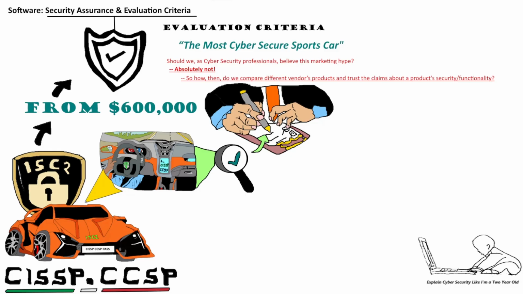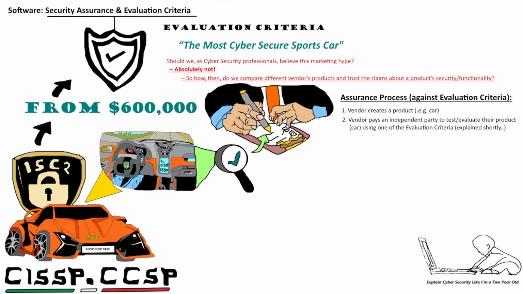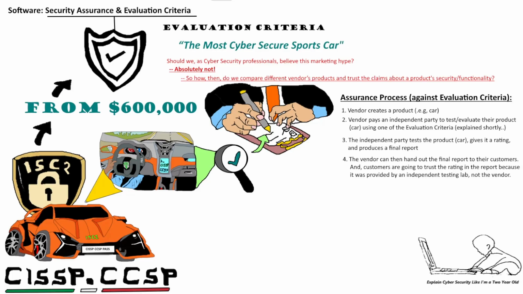And the outcome of that would be some sort of report to provide us, the valuable customer, with some sort of assurance that this car is the real deal. Now, at a very high level, the assurance process would go something like this. The vendor would create a product, e.g. a car, and the vendor would pay an independent party to test that car. And the independent party would test the car using an evaluation criteria, giving it a rating and a final report. That final report, conducted by the independent party, can then be handed by the vendor to its customers to ensure that they know that assurance has taken place. And not just any assurance, but assurance against a reputable evaluation criteria.